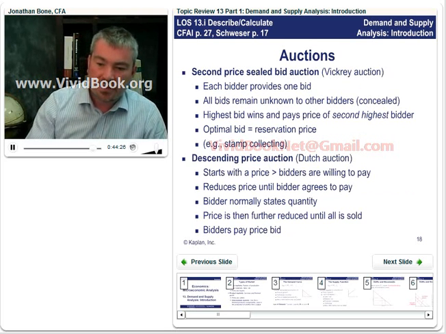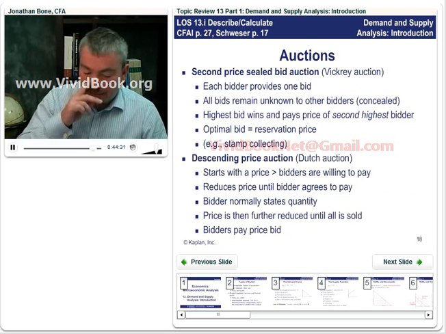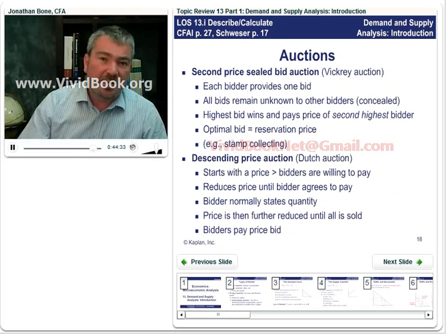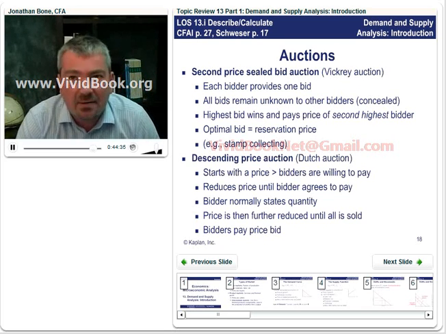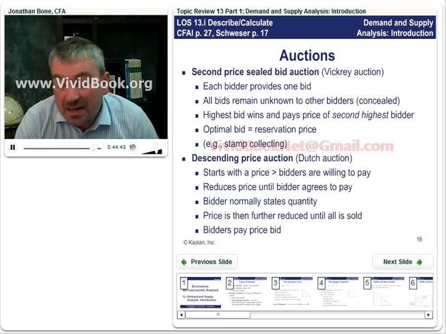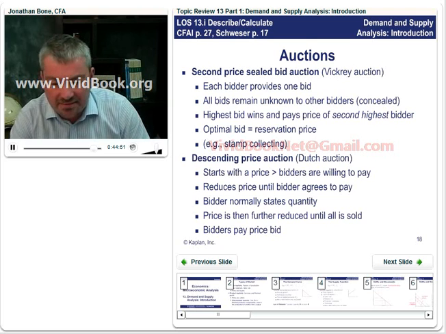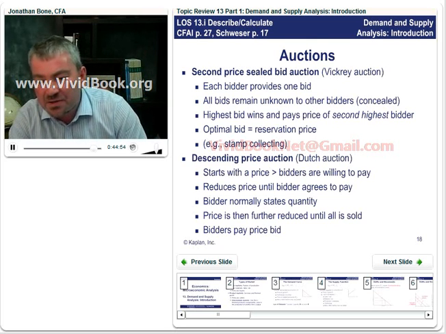Now, our next type of auction is our second priced sealed bid auction, known as a Vickrey auction. Again, look, sealed bid, each bidder provides one bid. All bids remain unknown to the other bidders. So this is exactly the same as our sealed bid auction that we were just describing. Here is the major difference. So this is what you need to focus on for your Vickrey auctions.